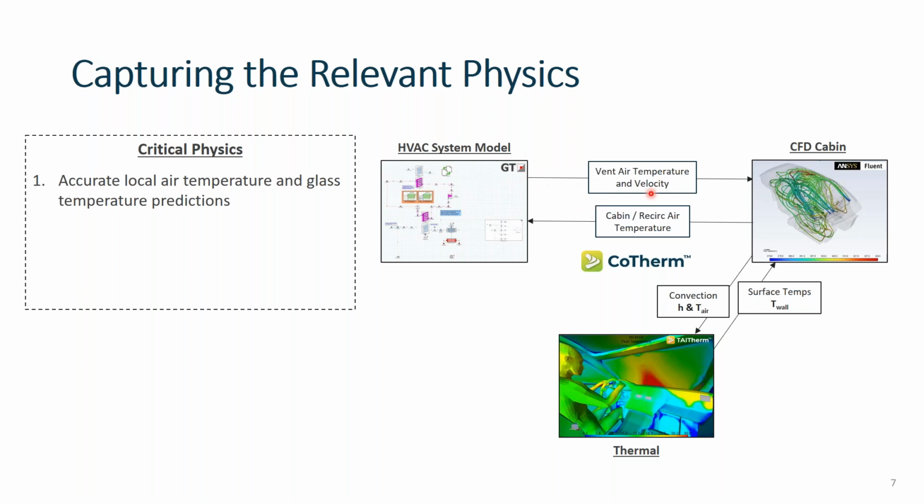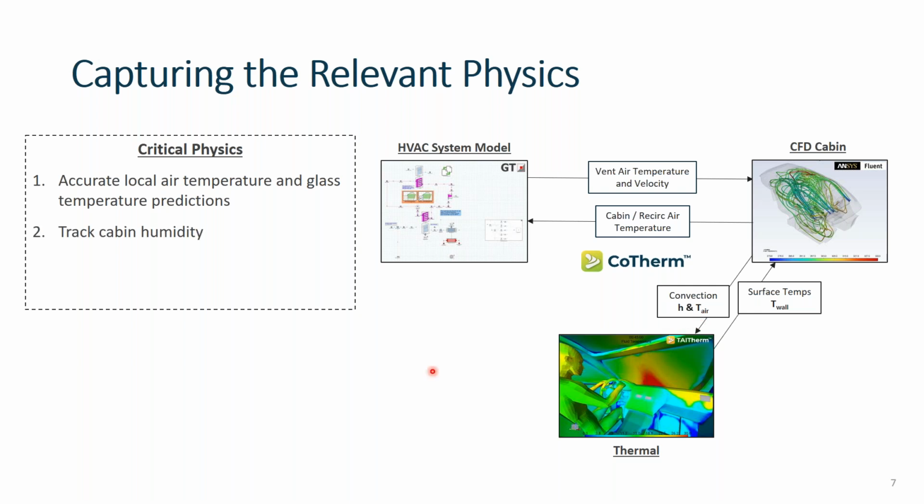Okay, so GT is providing CFD boundary conditions, so vent air temperature and velocity to all our vent inlets for our CFD model. And then CFD is providing some inputs back to our HVAC system model that it requires. So in this example, that would be the recirc air temperature coming back into the recirc intake for our HVAC system model. Between the thermal model and CFD, we have standard thermal CFD coupling, so surface temperatures being mapped to the boundaries of our CFD model and convection data mapped to the surfaces of our thermal model.